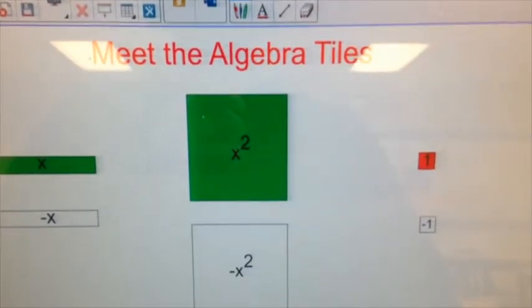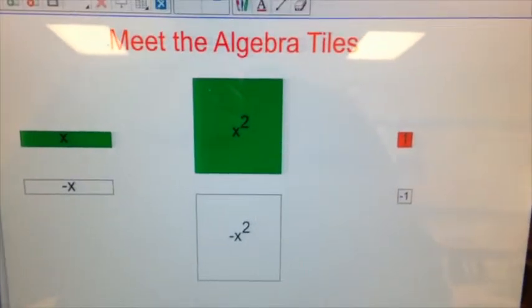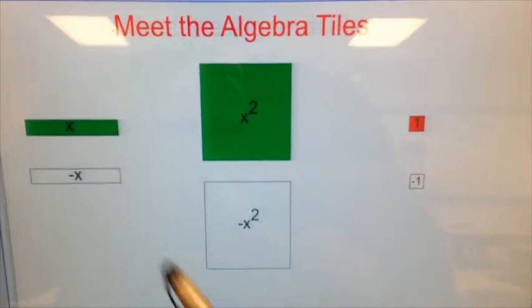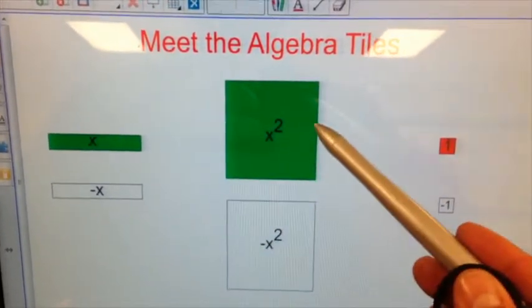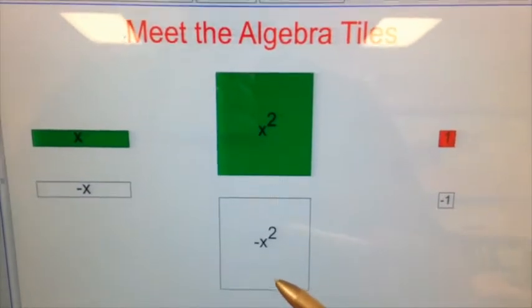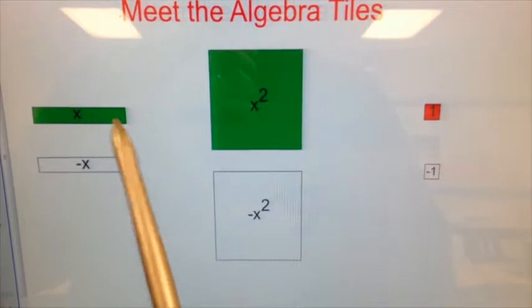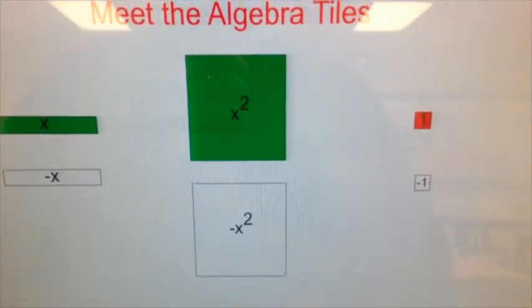Hello, grade 9s. This is our first unit here on polynomials. Just a little introduction. First of all, we have to know what the algebra tiles look like. Here we have a positive x, a negative x, a positive x squared, a negative x squared, a positive 1, and a negative 1. You can see that the positives are always shaded dark. The negatives are always white.